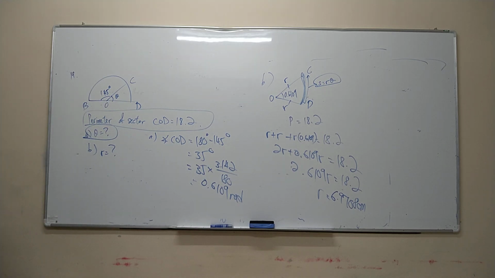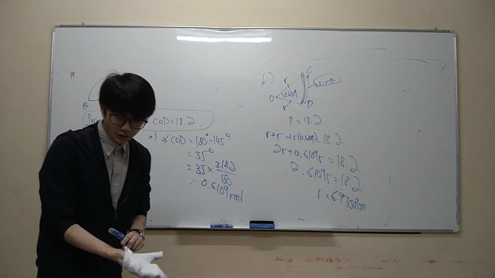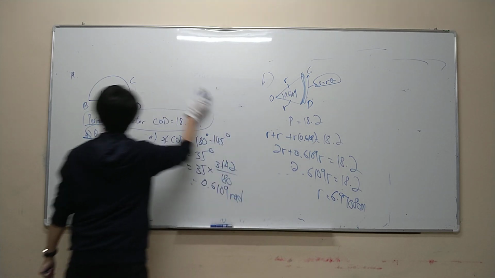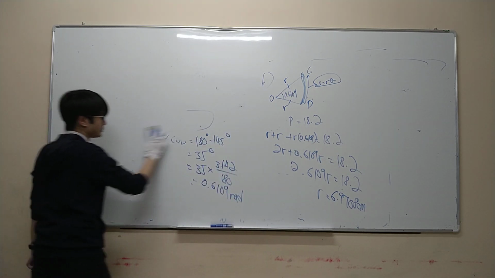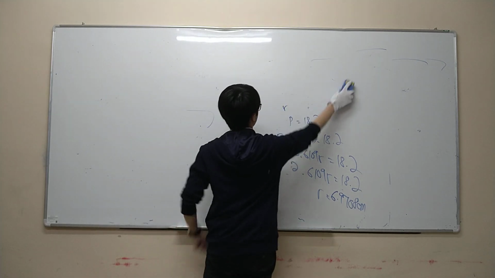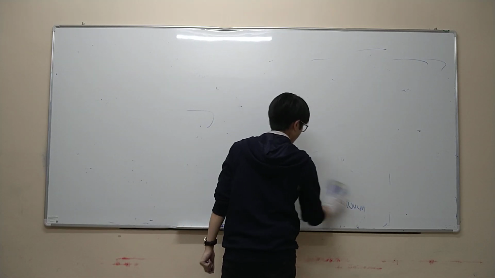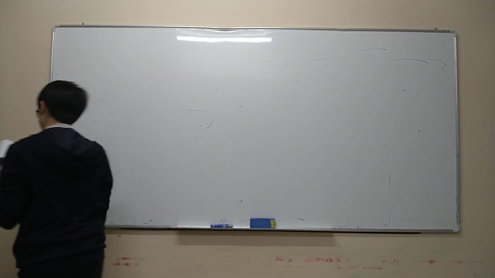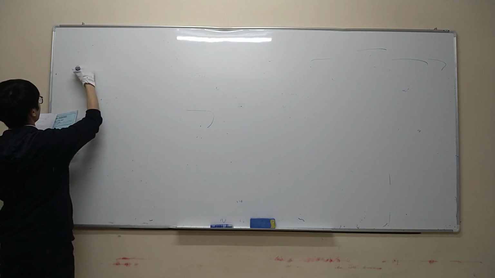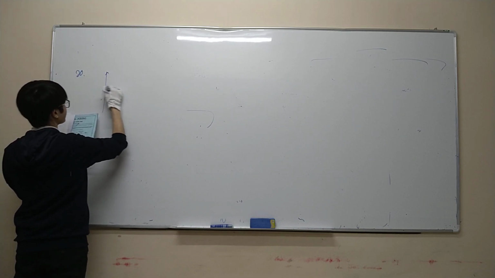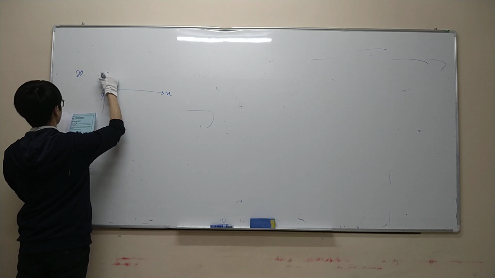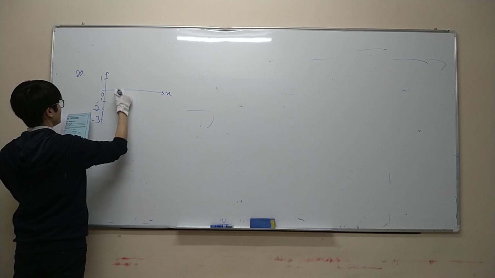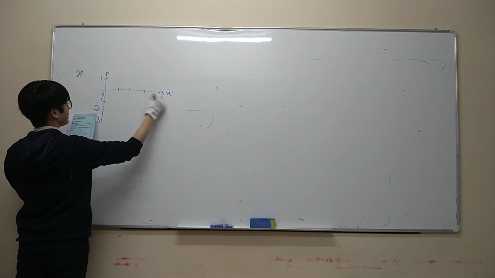Right. So let's continue with question number 20. Okay, let me erase first. Excuse me. Okay, so number 20 would be trigo. Okay, I need to draw first. First of all, you need to draw first. 0, 1, negative 1, negative 2, negative 3. So 30, 60, 90, 120.